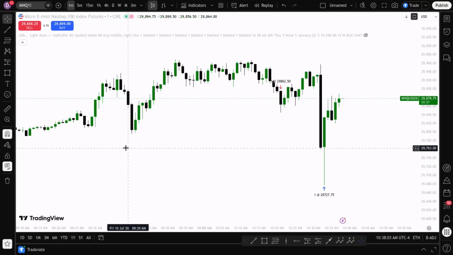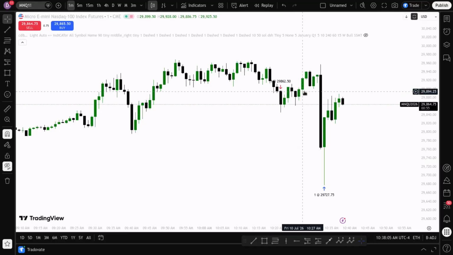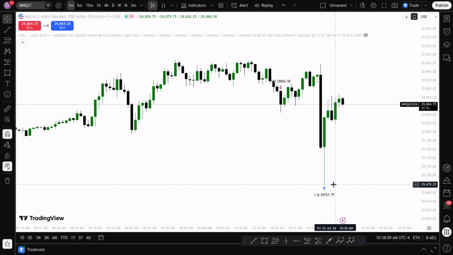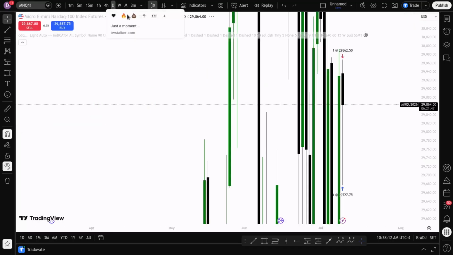Let's go over the trade that I took on the Nasdaq today. This is July 10th, and you can see there was a crazy amount of volatility to end the trade here. So let's get into it.